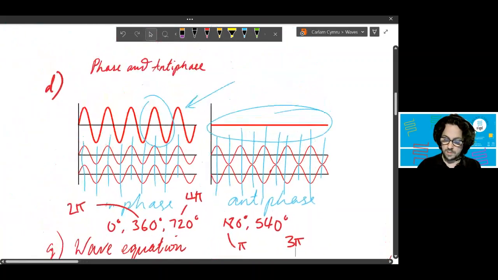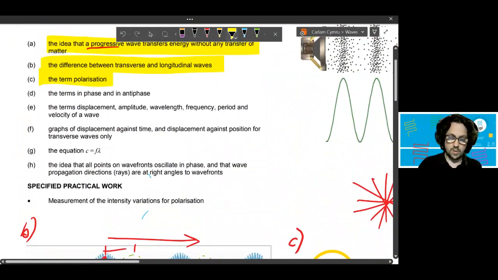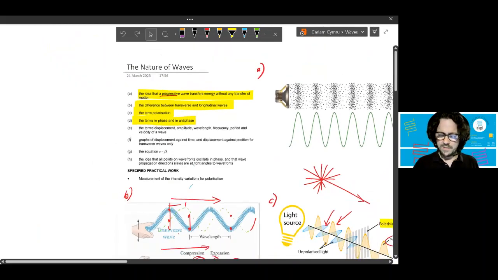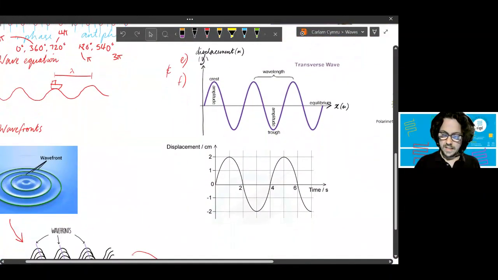I'm going to just pop back up here now because I like to do this to keep us all honest, keep us all on task. The terms phase and antiphase, done. Now, we're going to move on to the terms displacement, amplitude, wavelength, frequency, period, and velocity of a wave. Again, a lot of this might be a little bit of revision. So we're on to E and F.